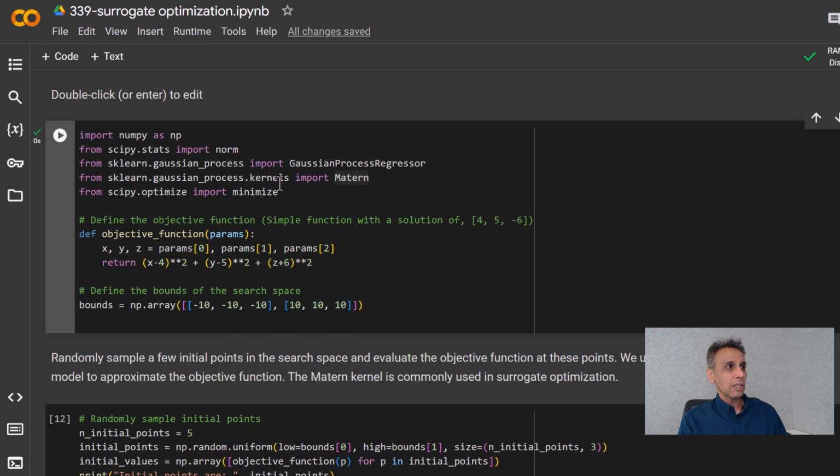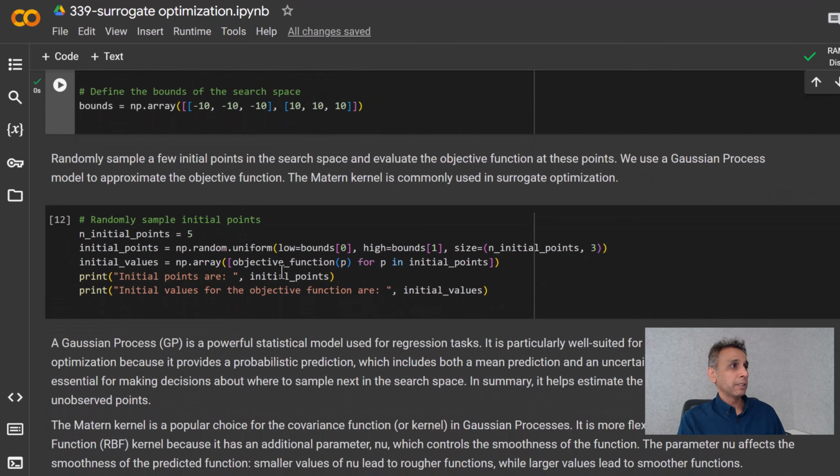And also from the kernels, I'm importing something called Matern. I added some notes about it in case you're not aware of what that is. And of course, optimize, minimize is what we are going to use to find the minimum of a function. So hopefully this block makes sense. Now, what is the next step?